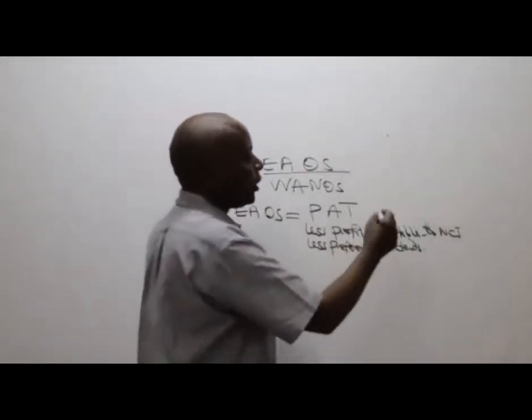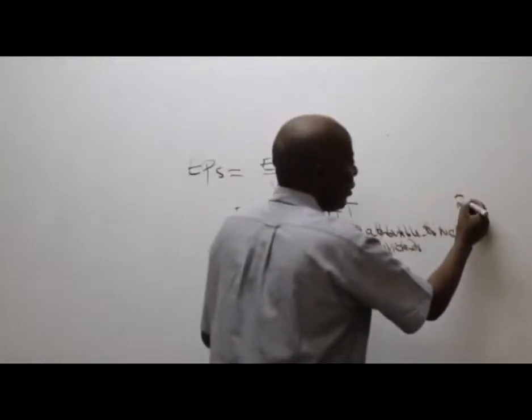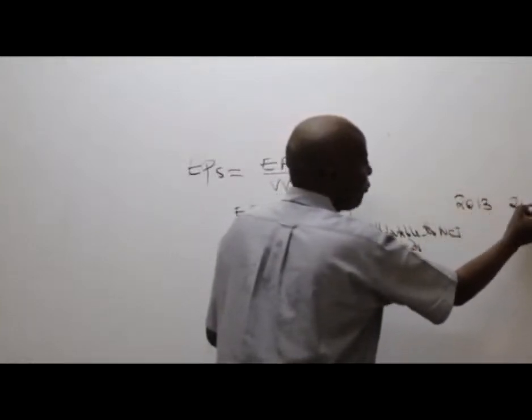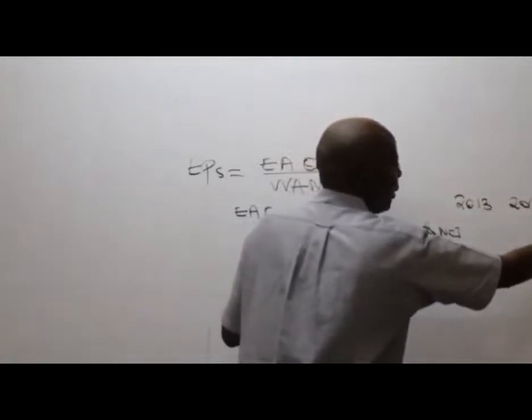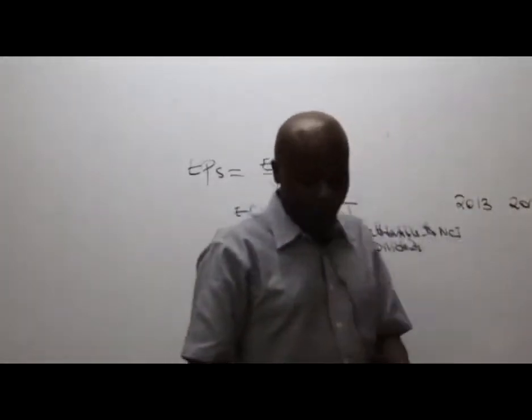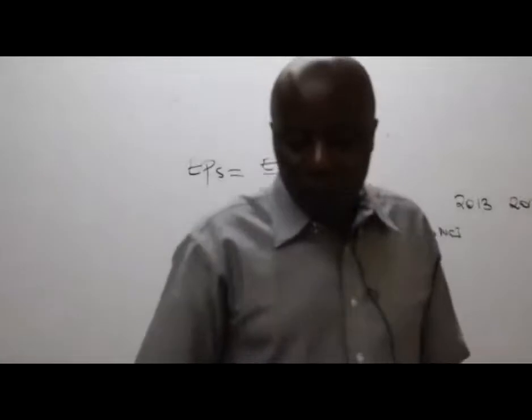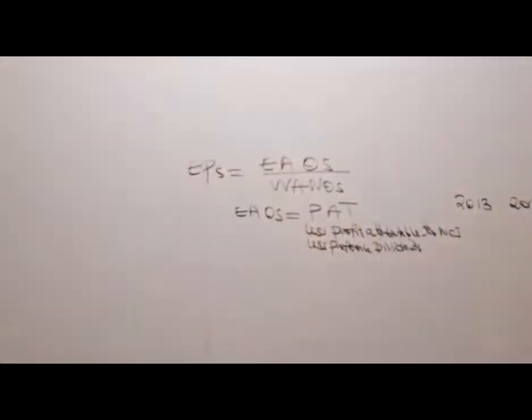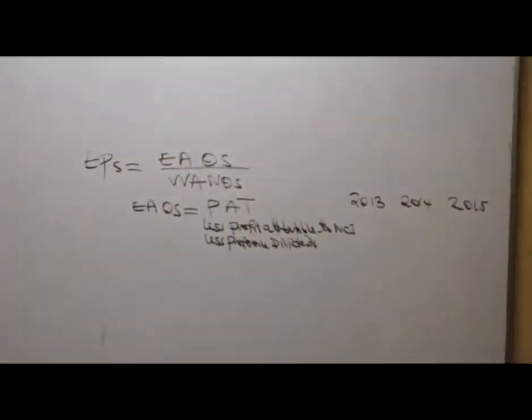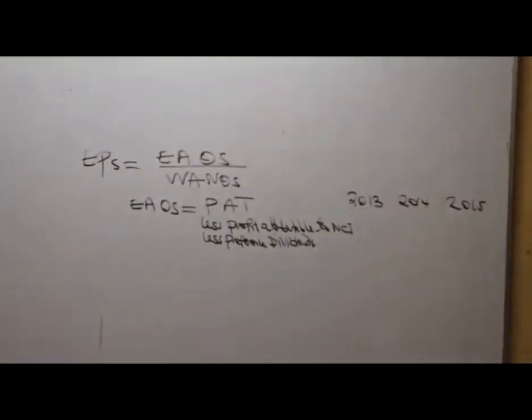So we have our 3 years. I'll extend my camera. We have 2013, we have 2014, and then we have 2015 there. We have the 3 years like that. So anytime they want you to calculate the earnings attributable to ordinary shareholders, we shall always be thinking like this.